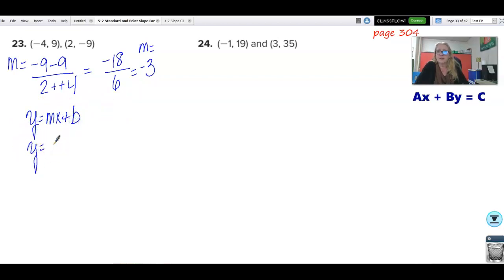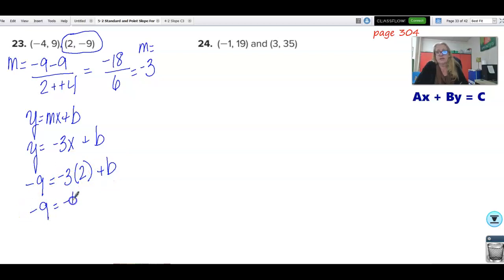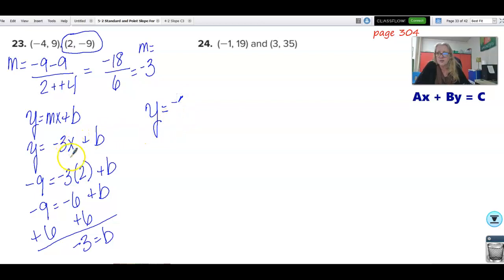We know that m is negative 3. All right, and we're going to use one of these points. I don't know, you want to use this one, 2, negative 9. We can use that one. Y is negative 9, negative 3 times 2. And we're trying to find b. Negative 9 equals negative 6 plus b. Add 6 to both sides to get b by itself, and we get negative 3 equals b. So the equation in slope-intercept form is y equals, oh, where was my slope? My slope is negative 3. I got confused there for a minute. And my y-intercept is negative 3.